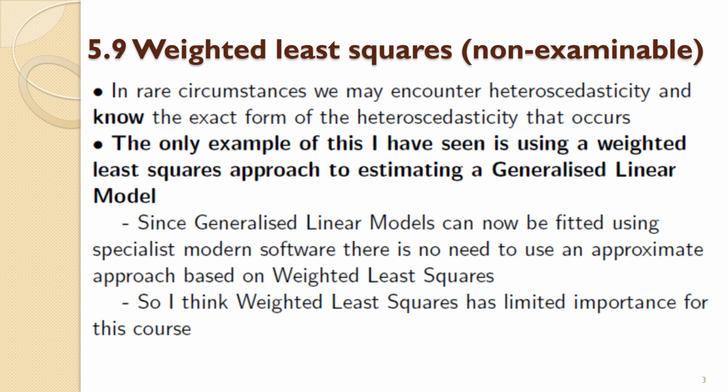So another example discussed in Gujarati and Porter is weighted least squares. Now in the days when people sat exams, I've described this as non-examinable. So in rare circumstances you may encounter heteroscedasticity and know the exact form of the heteroscedasticity that can occur. Now if this happens, there's some underlying mathematical theory involved. The only example of this I've seen is using a weighted least squares approach to estimate a generalized linear model, actually a logistic generalized linear model.